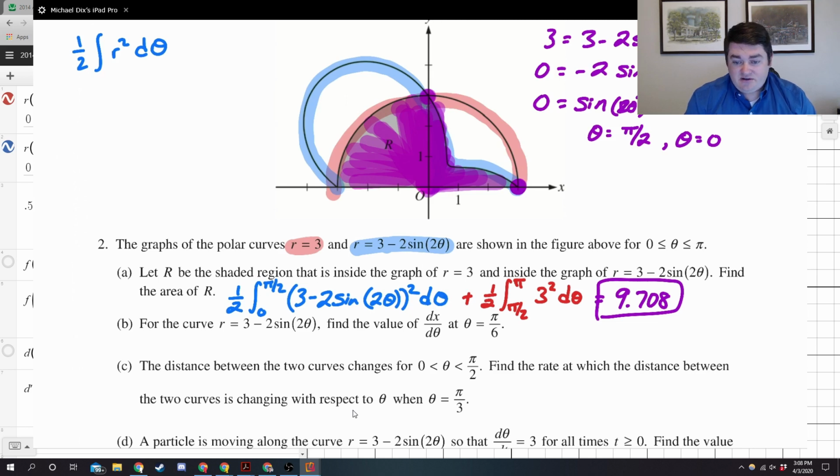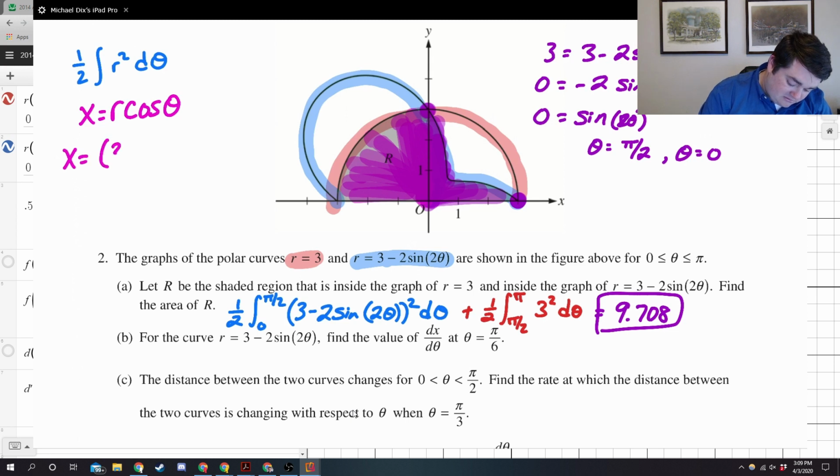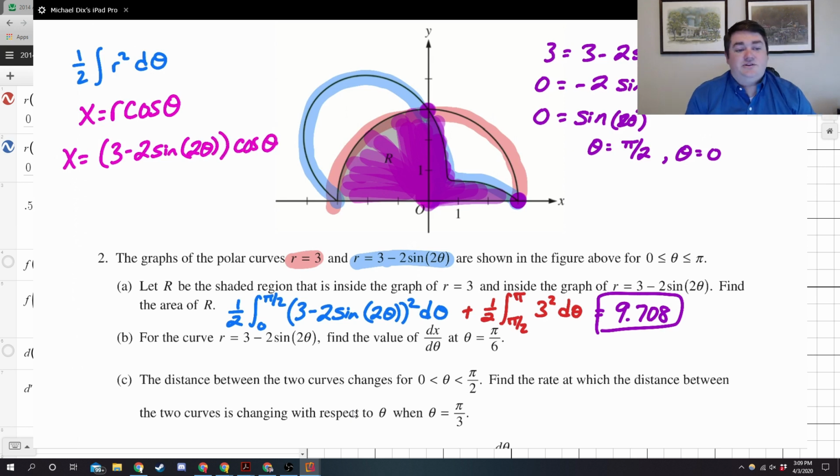Part B, for the curve r equals 3 minus 2 sine 2 theta, find the value of dx d theta at theta equals pi over 6. So up here, where I've got some space, I want to make a quick note. We know x equals r cosine theta. That is one of our conversion formulas for polar graphs. So in this case, r is 3 minus 2 sine 2 theta. So that's the value of x.